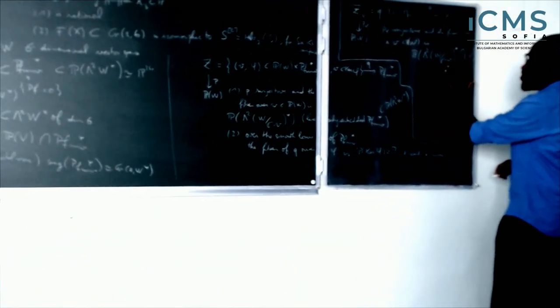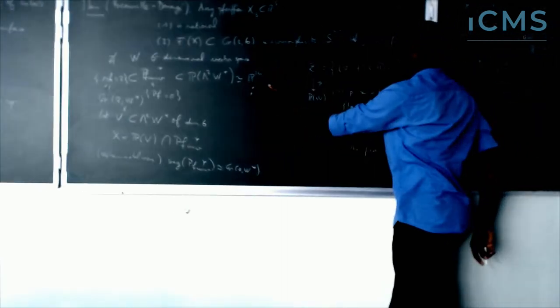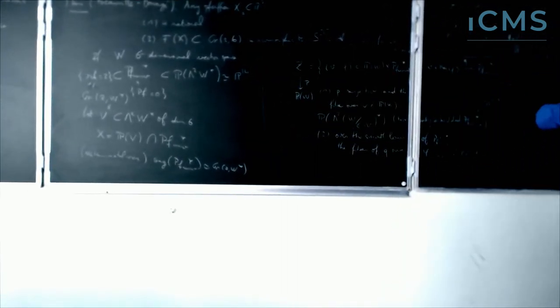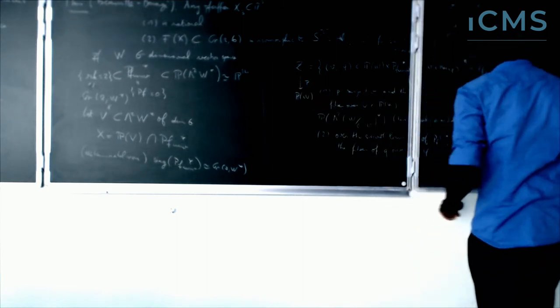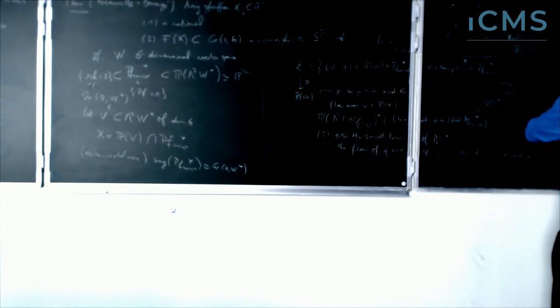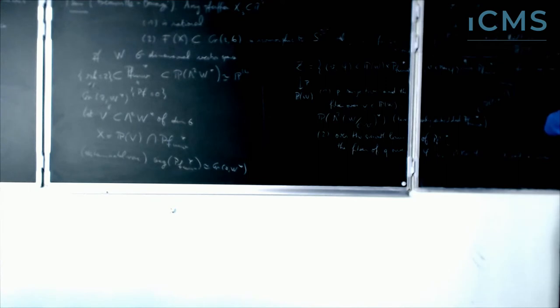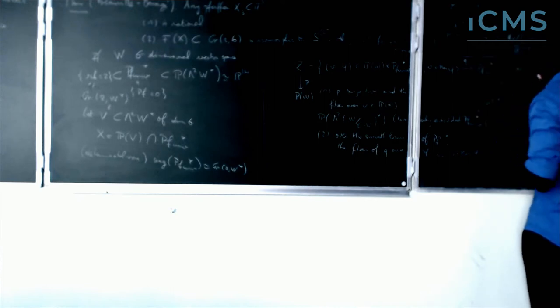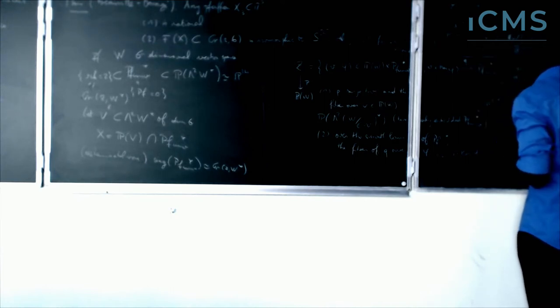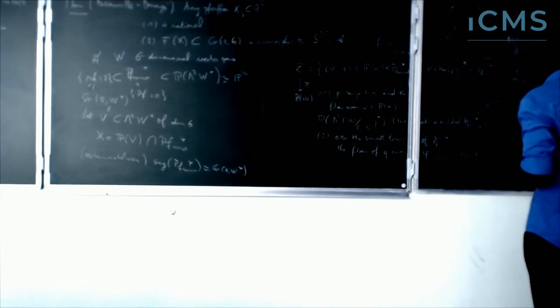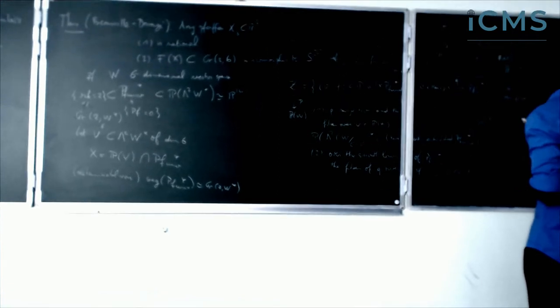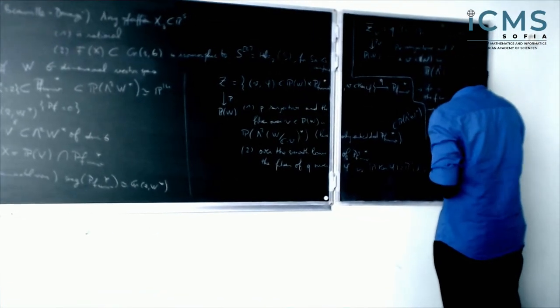Those two are dimensionally transverse, so I recall that we are in the 15-dimensional space Λ²W*. So in general, for V general, this intersection will be dimensionally transverse, so it will be one-dimensional. So when you take the projectivization, it will be one point. So this means that p is birational.